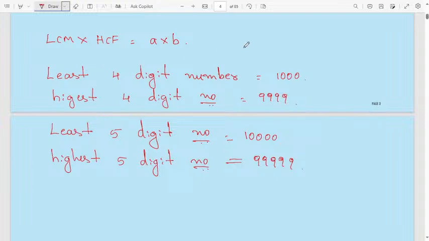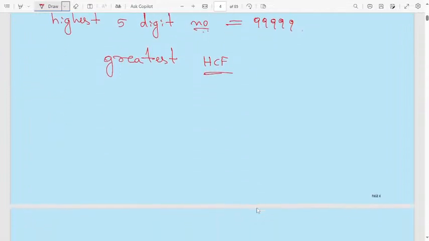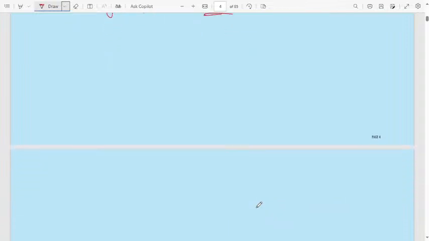If they ask the least number in the exam, you have to find the LCM. If they ask the greatest number, you have to find the HCF, highest common factor. LCM is least common multiple. When you are solving word problems, we will use these formulas. That's why I'm giving this as a revision for you. Watch my video, then revise, it will be easy for you.